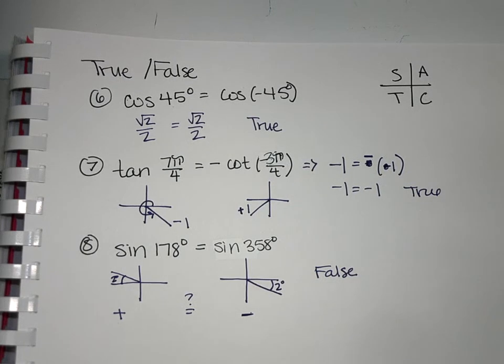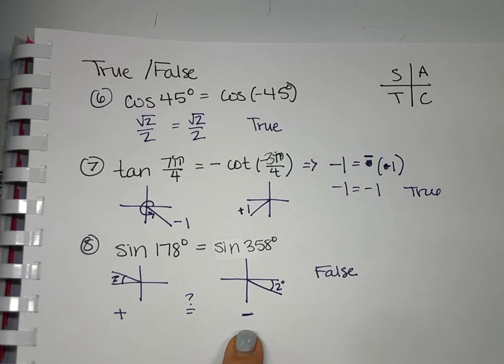So when you have some that are not exact values that you can evaluate, you're going to have to rely on your reference angles being the same and the outcome of positive or negative being the same in order to answer true.